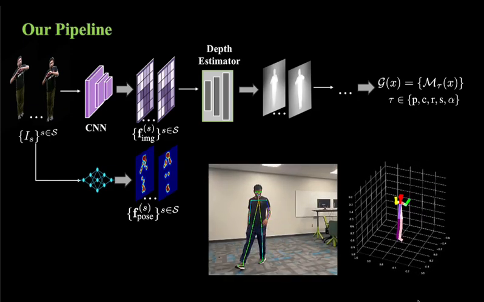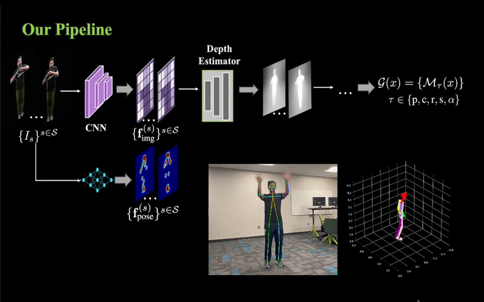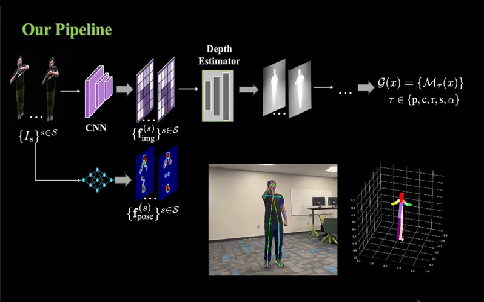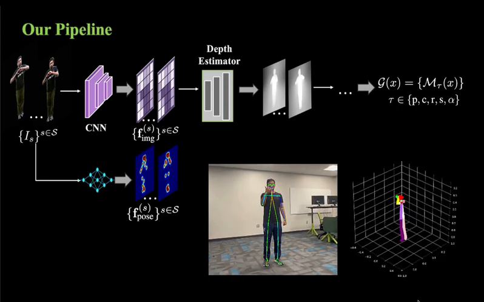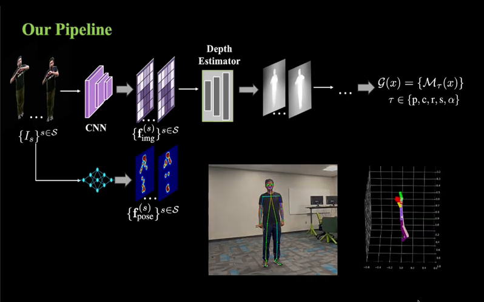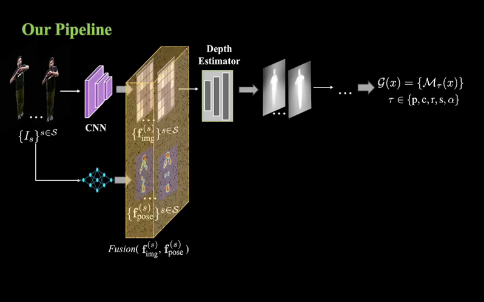Our framework remains agnostic to the choice of pose method or representation. For instance, either 3D joints or 2D heat maps can be used to serve this purpose. The pose features are then fused with color features to provide richer input to the depth estimator.